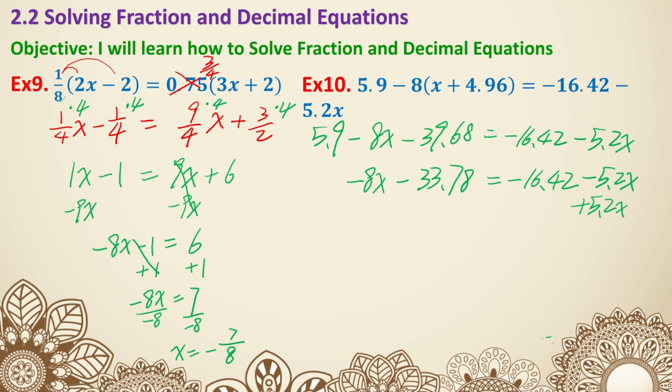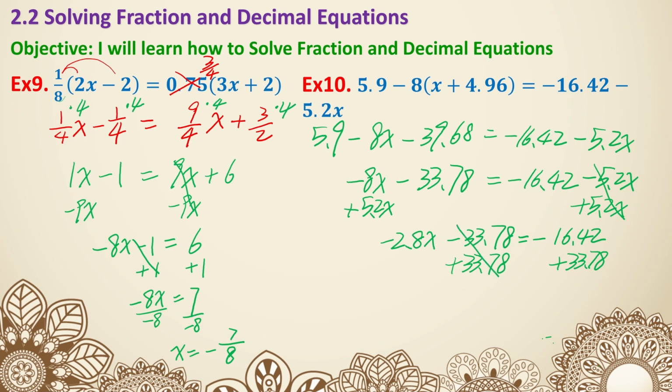Then I add 5.2x on both sides to move it to the left side. So I got negative 2.8x minus 33.78 equals negative 16.42. Then I add 33.78 on both sides. We got negative 2.8x equals a 17.36. It's a negative 2.8 times x, so I need to divide both sides by a negative 2.8 to keep solving. Final answer, x equals a negative 6.2.